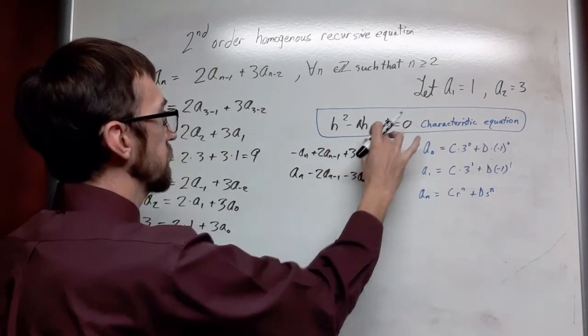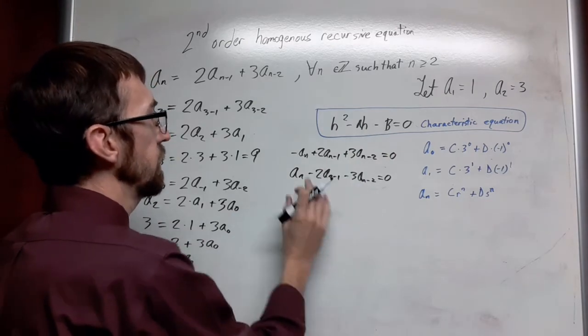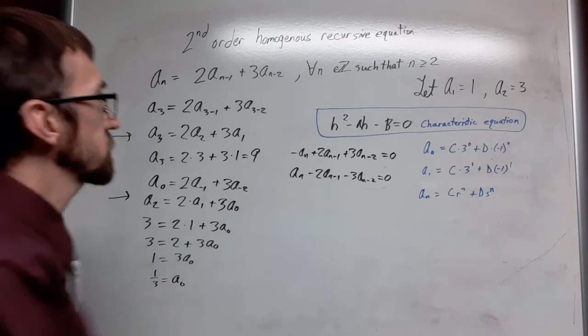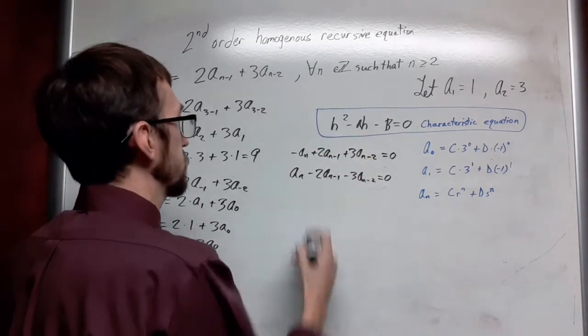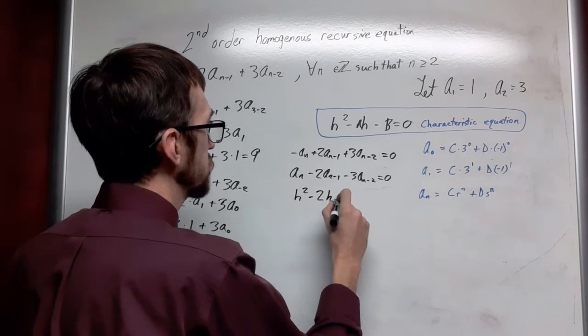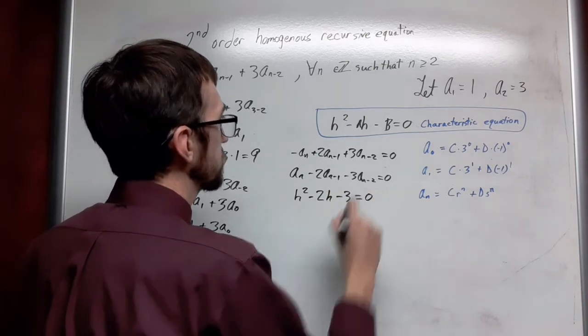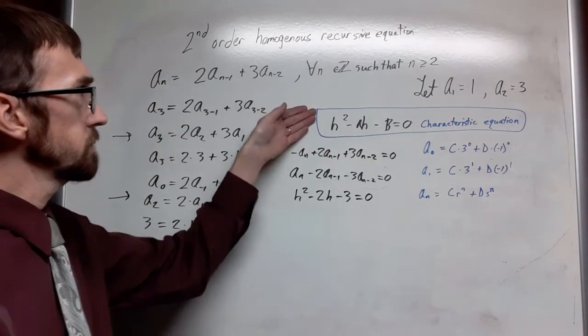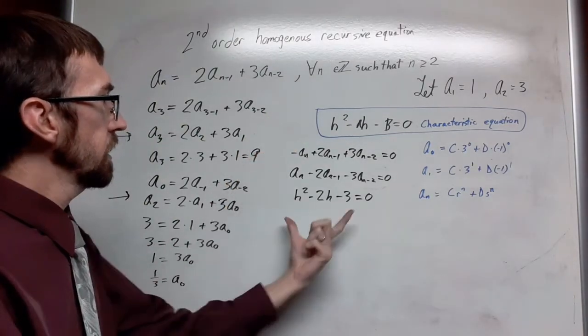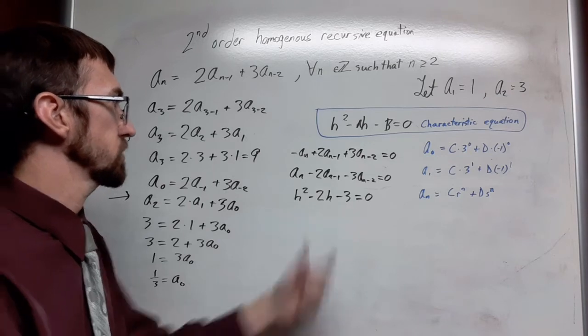I have a negative here, a negative here, negative here, negative here. This is my a value and my b value. And so I'm going to rewrite this as this quadratic. So this is h squared minus 2h minus 3 equals 0. So I'm substituting the characteristic form in here, and now I want to factor this quadratic.